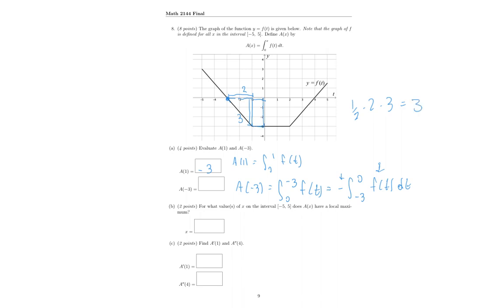The area of this rectangle is 3 tall and 1 wide, so 1 times 3 is also 3. So our total area is going to be 6, but remember, it's all below our axis, so it's negative 6. Since we have the negative in front, that gives us positive 6. So this area gives us a positive 6.